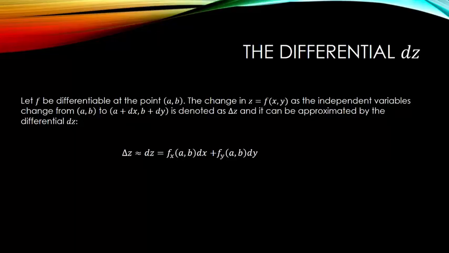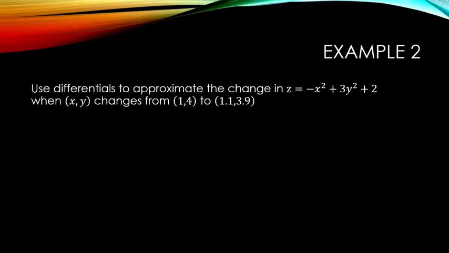So if I let f be differentiable at the point (a,b), then the change in z, as the independent variables change from the point (a,b) to the point (a plus dx, b plus dy), is denoted as delta z, and it can be approximated by the differential dz, where delta z is approximately dz, which is equal to fx at (a,b) dx plus fy at (a,b) dy. Let's work an example.